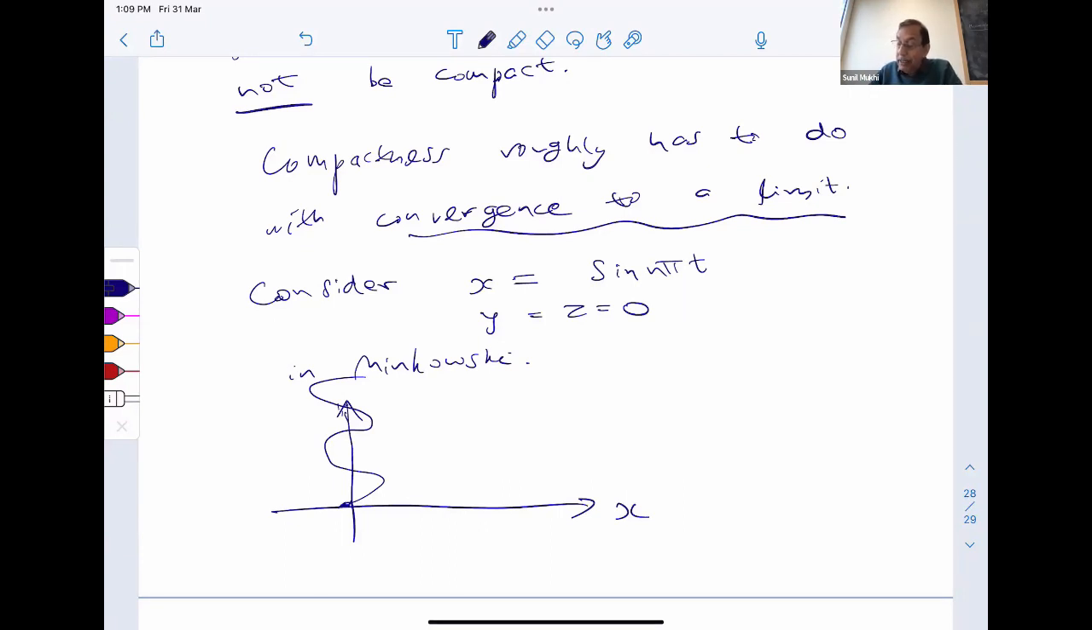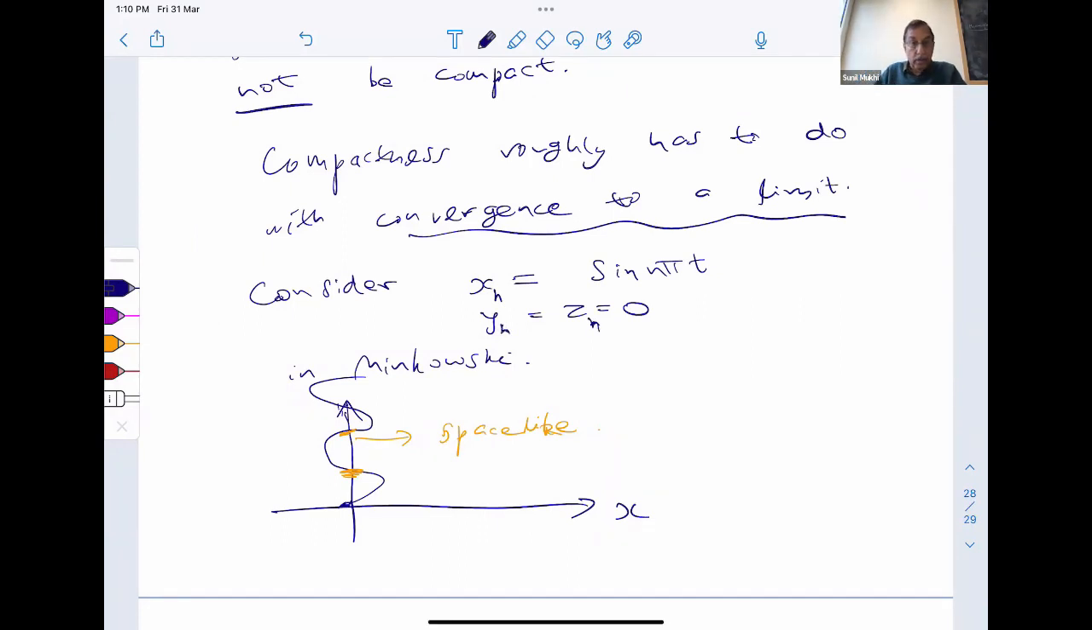And you can clearly see that because of its wiggling, it is space-like in some regions. Okay. So for example, this region are space-like. So it's definitely not a causal curve. Now let's take the limit. So this is a family or a sequence of curves. So this is xn and yn and z. So y and z remain at 0.